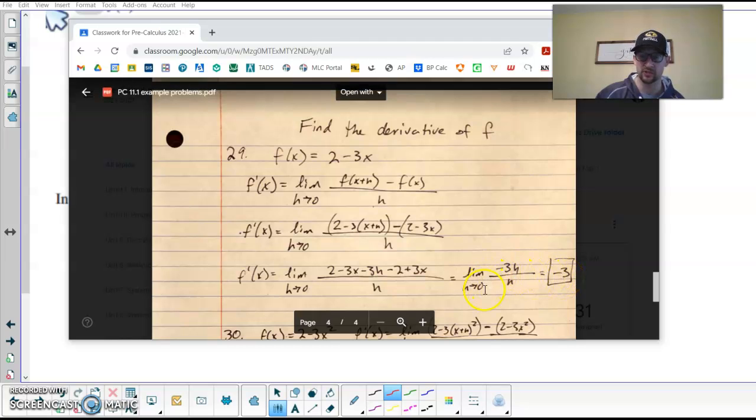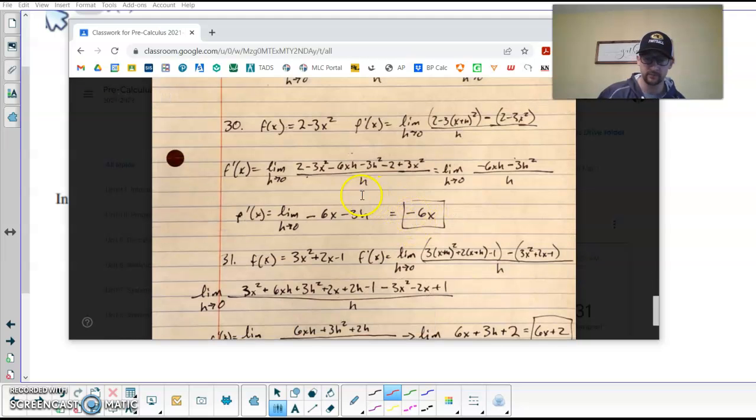The limit as h approaches 0 is -3. Remember we said that was going to be the slope because it was a linear function with a slope of -3. Duh, but not really duh, okay? But that's how I would use all this calculus stuff to come up with -3. Hey, that's the slope of this function.